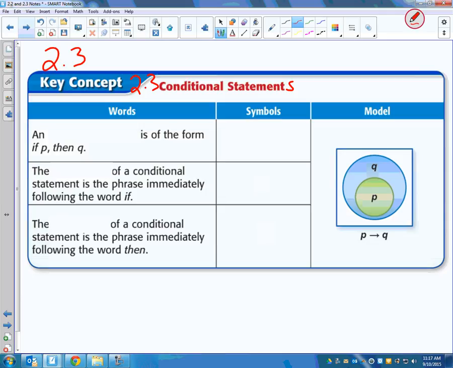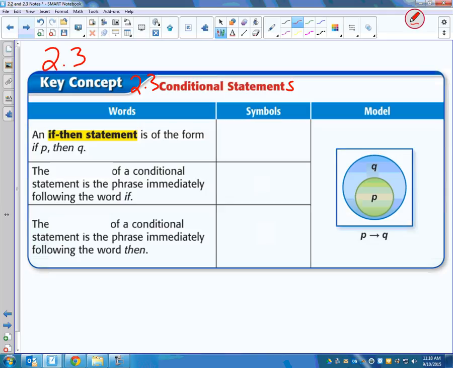Okay, there's a lot of vocab here, a lot of symbols, all right? But this stuff's really important. Every time you see a rule in math, a theorem, a property, they always write it as a conditional statement. And a conditional statement is one that we say is in the if-then format. So an if-then statement is what we're going to see over and over again.